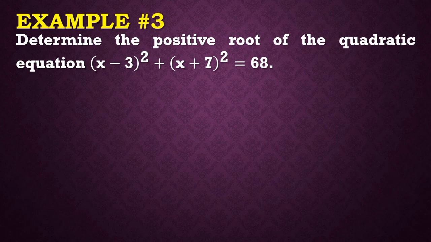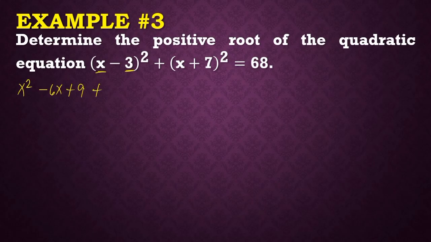So, x times x, that is x squared. So, twice the product of the first and second term. X times negative 3, that is negative 3. Times 2, negative 6x. And then, we square the last term, negative 3 squared, that is 9.